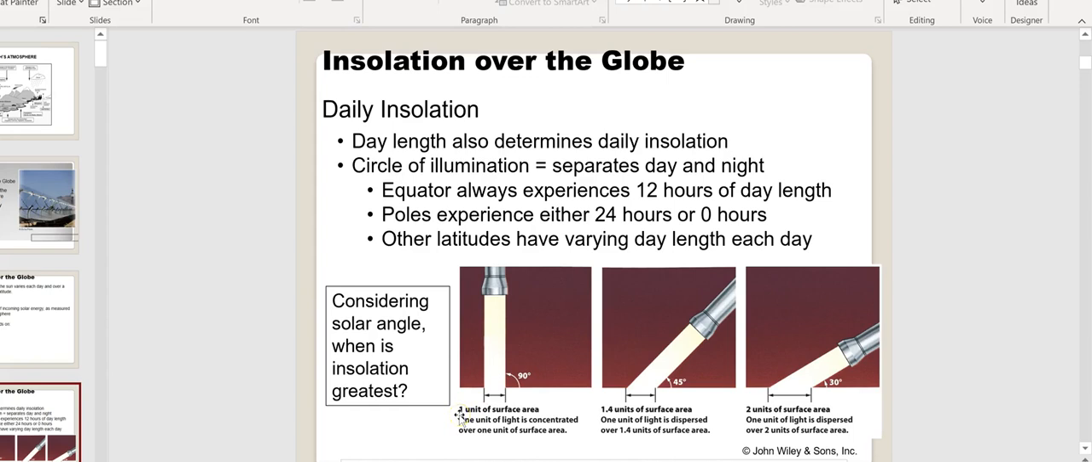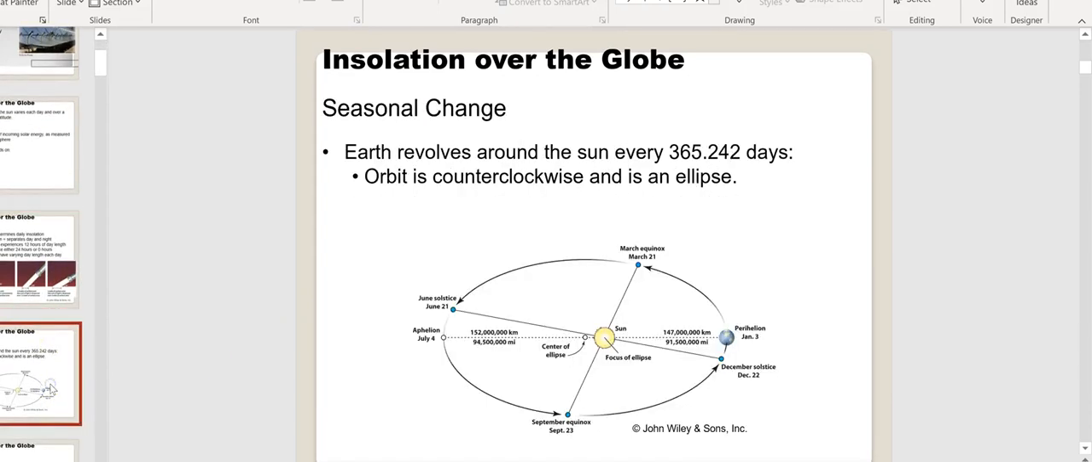Well, and you might say to yourself, what about the times where the North Pole receives 24 hours of sun? Well, they do. They absolutely do. They might receive 24 hours of sun. What they don't receive is very strong amounts of insolation because of the angle they sit at relative to the sun's rays. And that is why we see these seasonal changes, for example, as well.